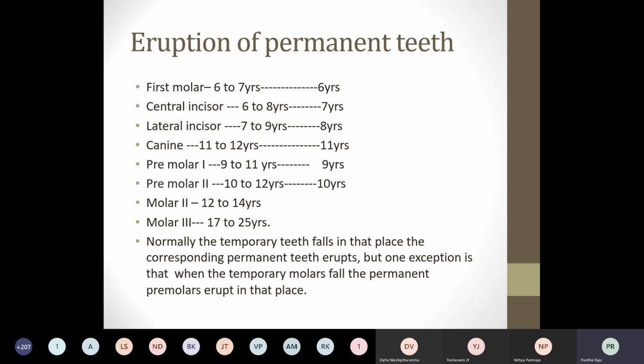Why this happens: whenever you see the dentition, all the temporary teeth are present in the jaw at the age of 2 years. At the age of 6 years, you see the permanent molar erupting behind the temporary molar. The temporary molar is still present in the jaw and the permanent molar erupts behind the second temporary molar. So the permanent molars 1, 2 and 3 do not erupt at the site of temporary molars. Whenever the temporary molars fall, the permanent premolars will erupt. So I think it is clear now.